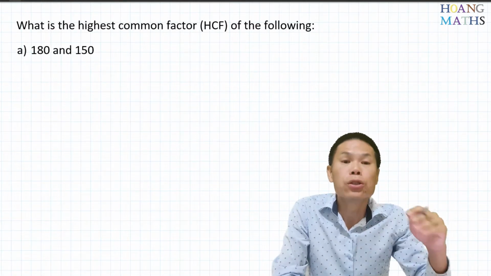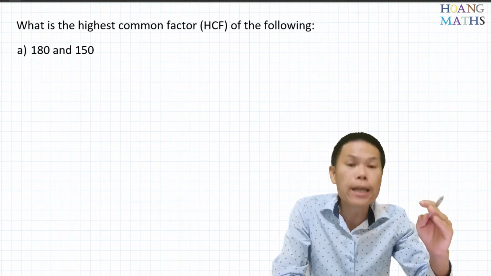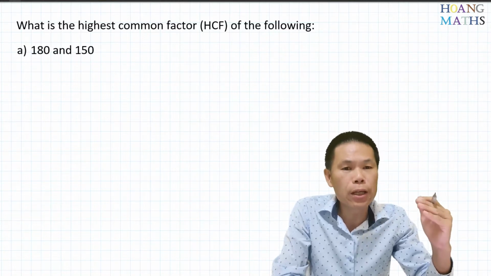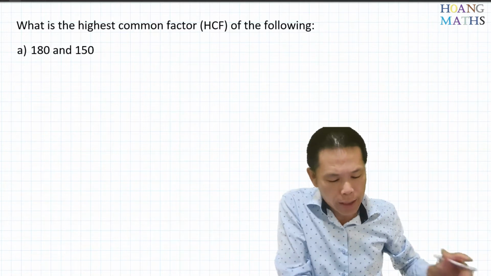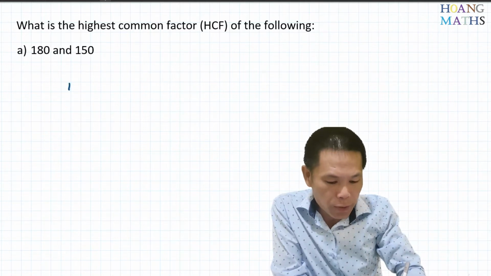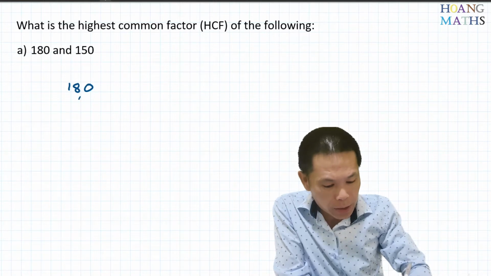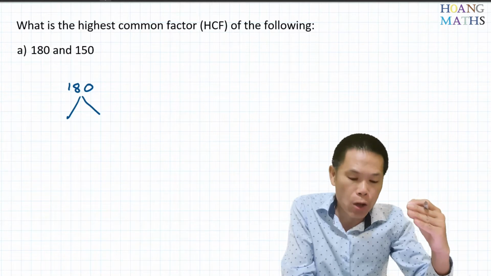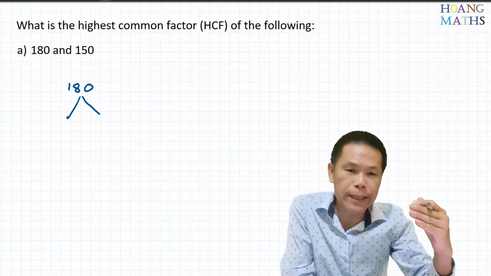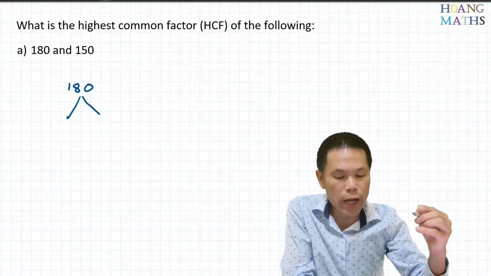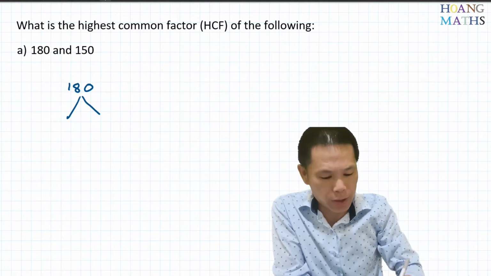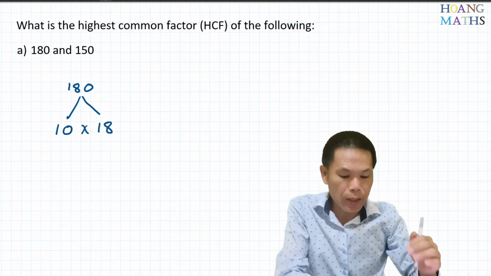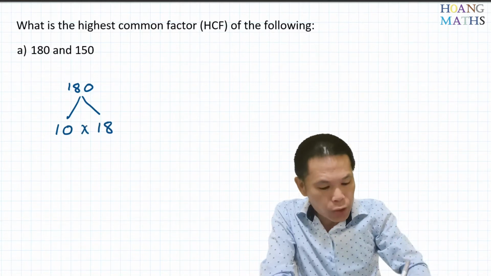So for the first one, the highest common factor of 180 and 150, we can use factor trees to work it out. Let's start with 180 first. 180 is 2 times 90 or 10 times 18. It doesn't matter which way, okay? So I'll just write 10 times 18 first. And 10 is 2 times 5.